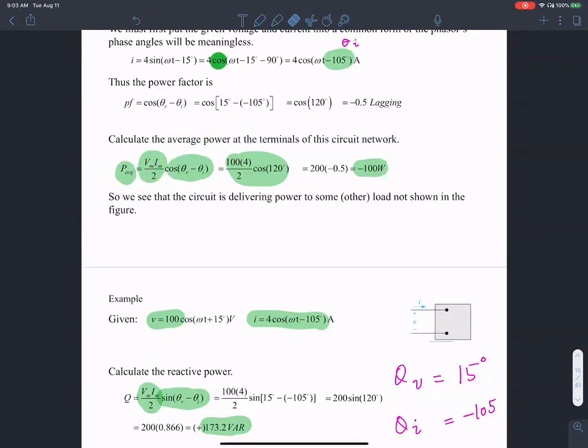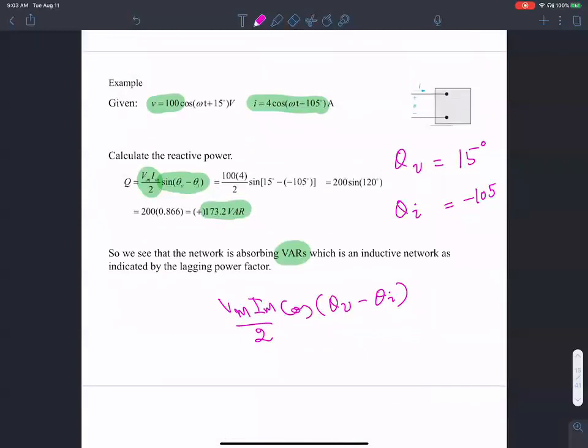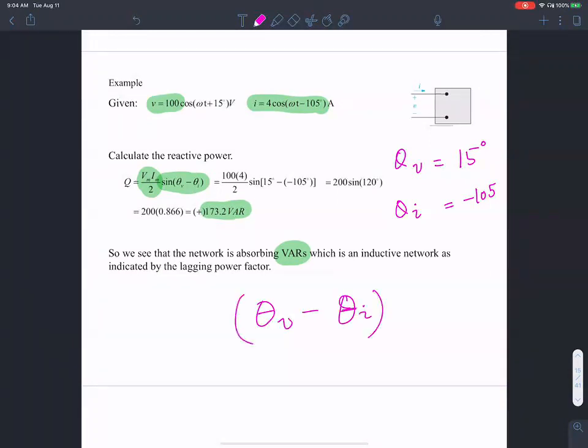Similarly, if I do the exact same thing but with the sine, then I have the reactive power. A simple idea. It just comes down to finding this important parameter, theta V minus theta I. Once I have theta V minus theta I, it's easy to do the reactive power and average power calculations.